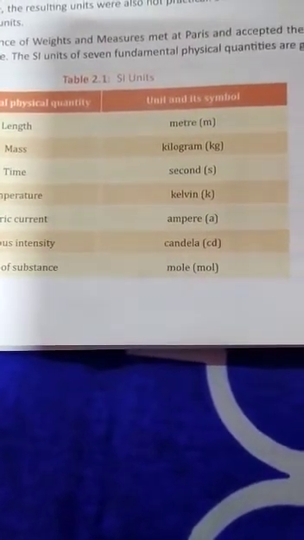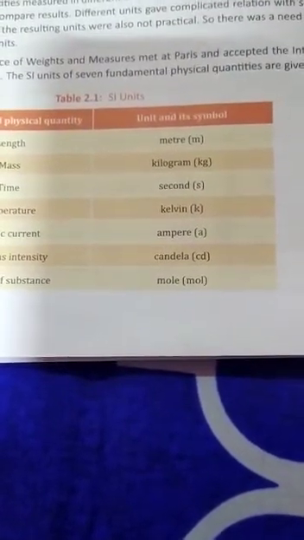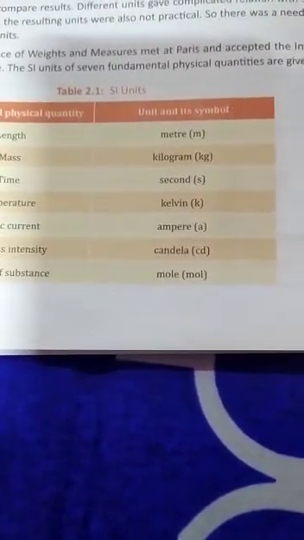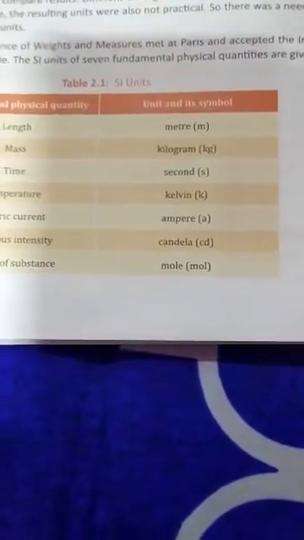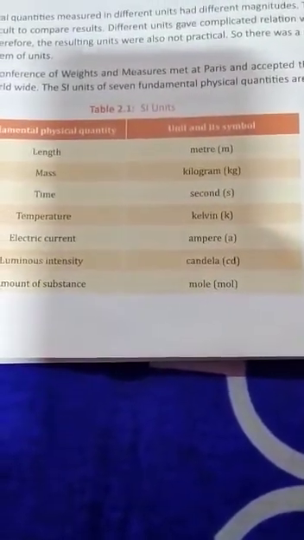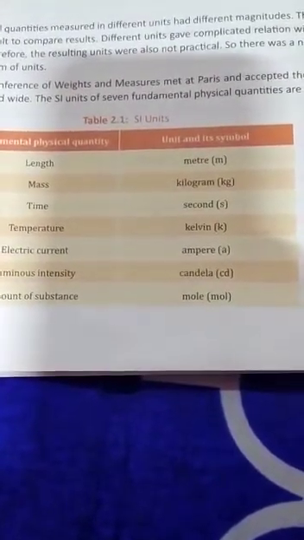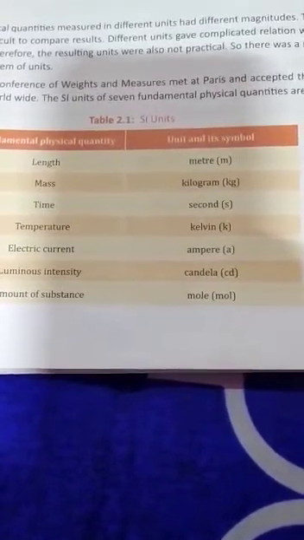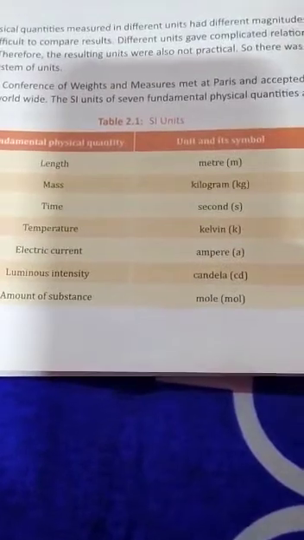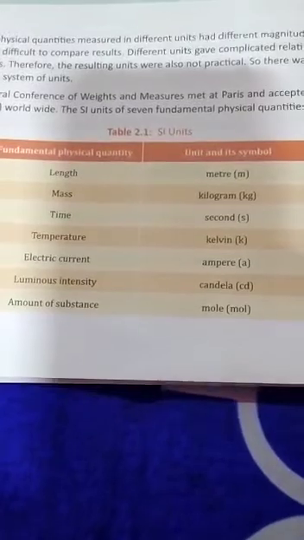In 1960, the General Conference of Weights and Measures met at Paris and accepted the international system of units worldwide. The SI units of 7 fundamental physical quantities are given. You can see length, meter; mass, kilogram; time, second; temperature, Kelvin; electric current, ampere; luminous intensity, candela; amount of substance, mole. Now there are certain rules which have to be kept in mind while using the SI units.